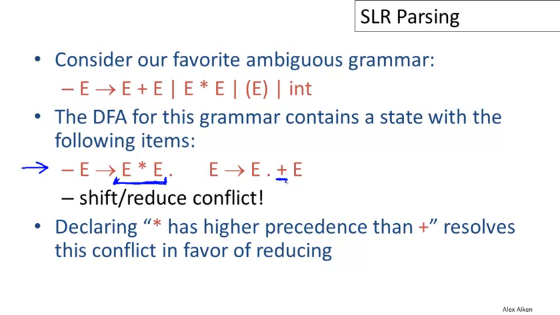When you're in this situation, should you reduce, thereby grouping the two E's together, grouping the multiplication operation first, or should you shift the plus, in which case you'll be working on that first since it's at the top of the stack? So in this situation, the declaration that times has higher precedence than plus resolves the conflict in favor of the reduction. So we would not do the shift, and we would wind up with no shift-reduce conflict.